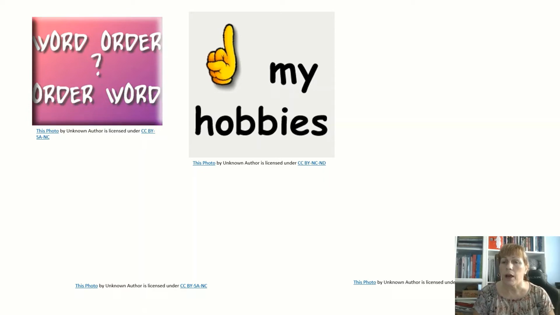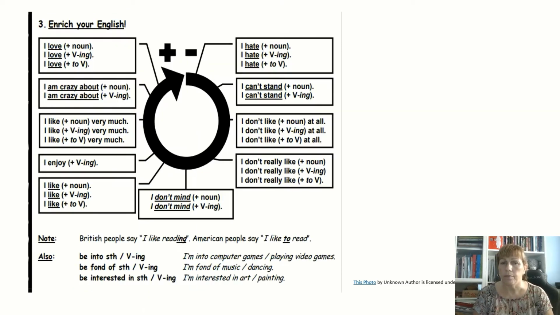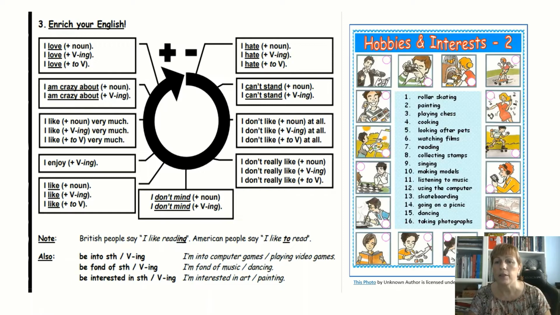Today we're going to look at my hobbies. And yes, we want you to enrich your English, but think very carefully. First of all, is the writing I'm doing informal or formal? And when you've decided that, you can pick your hobby or interest that you're going to write about. I'm going to write about number 6, watching films.